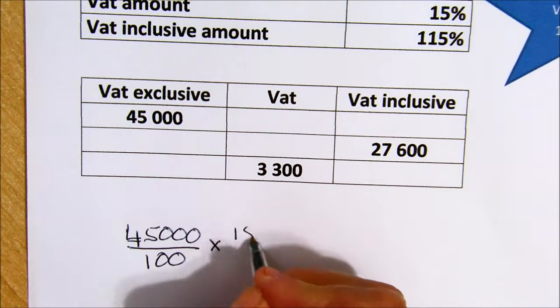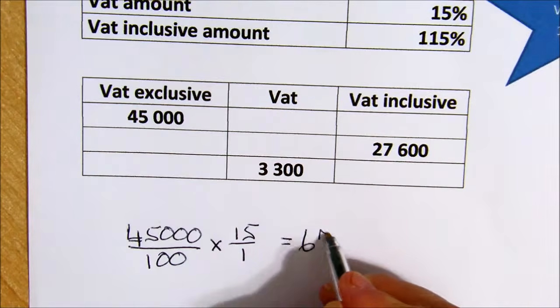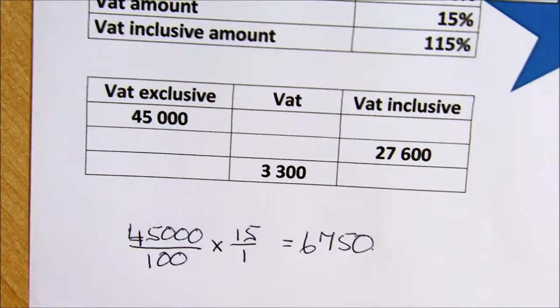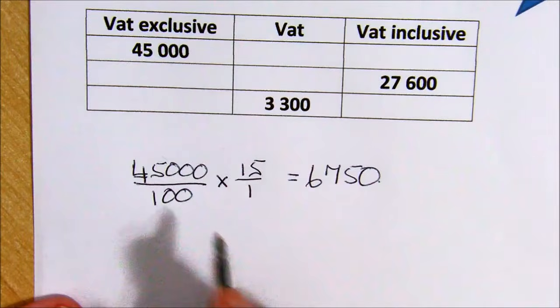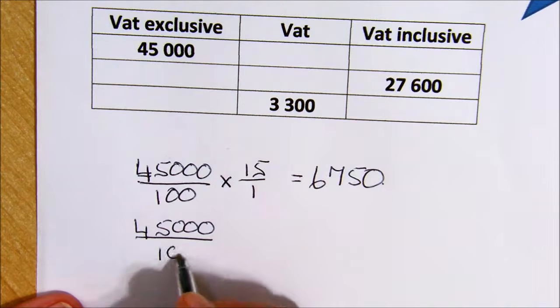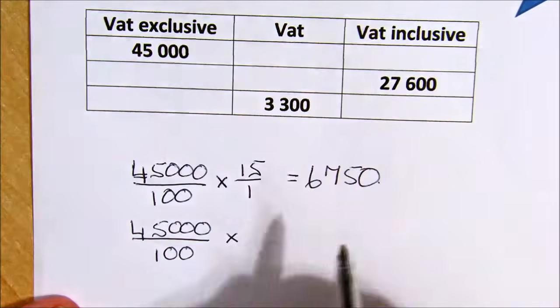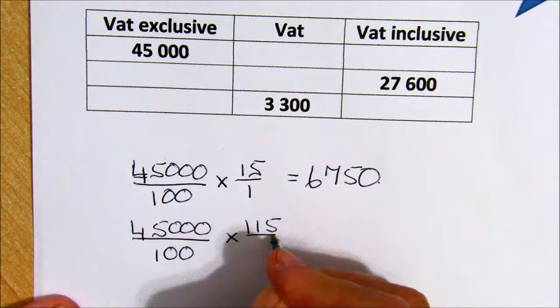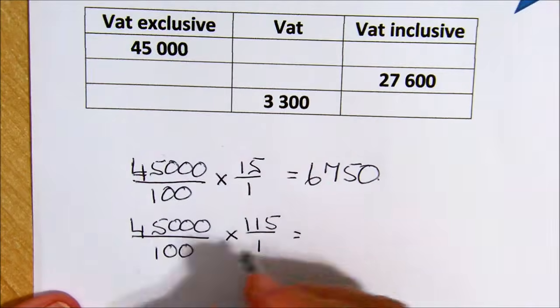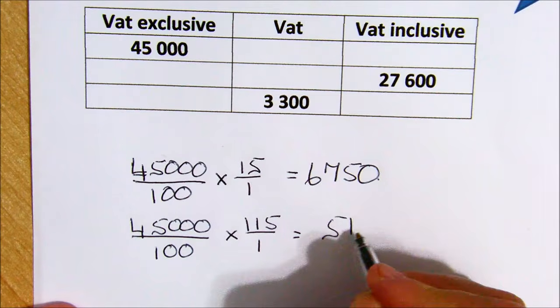So if I times by 15 over 1, on your calculators, 45,000 divided by 100 times 15, and you'll come out with an amount of 6750. Or if I check it the other way around, 45,000, now remember that's still the exclusive amount, so it's still divided by 100. But this time I'm going to find the inclusive amount. So I'm going to times by 115 over 1. So again, you do the operation on your calculator, and that amount comes to 51,750.